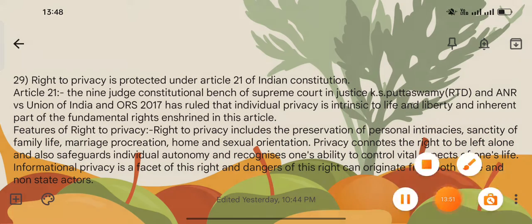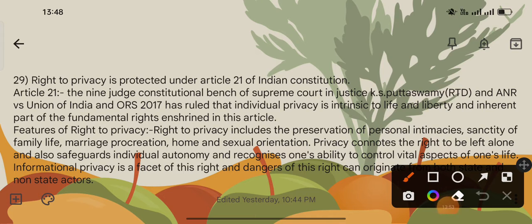29th question. Right to privacy is protected under Article 21 of the Indian Constitution. The 9-judge Constitutional Bench of the Supreme Court in Justice K.S. Puttaswamy (Retd.) and ANR versus Union of India and ORS 2017 ruled that individual privacy is intrinsic to life and liberty, an inherent part of the fundamental rights enshrined in Article 21. And what are the features of right to privacy?